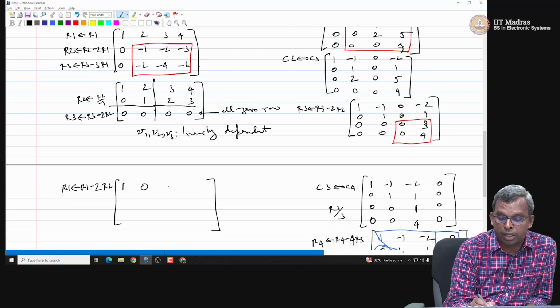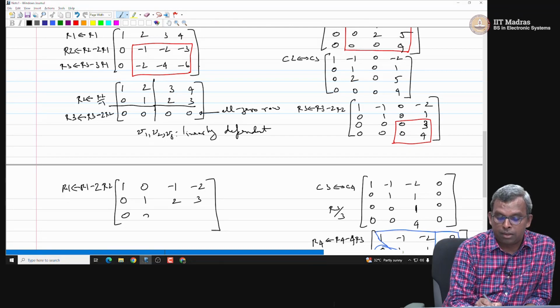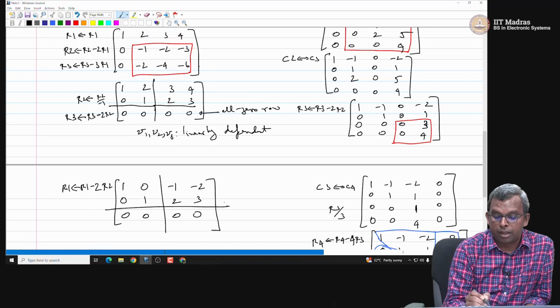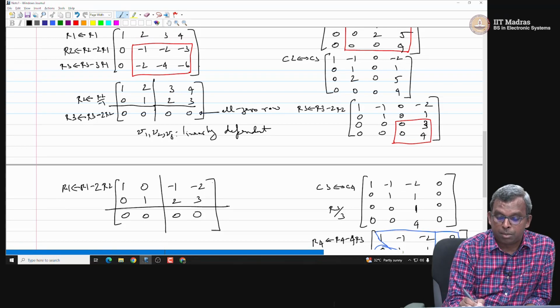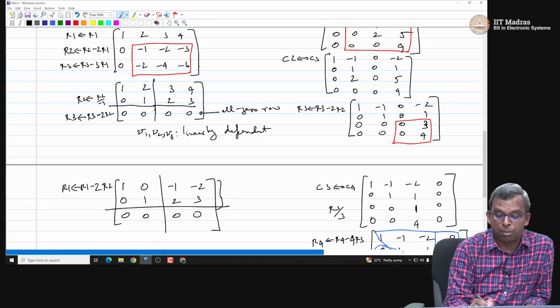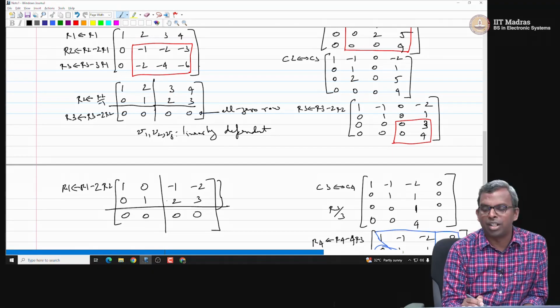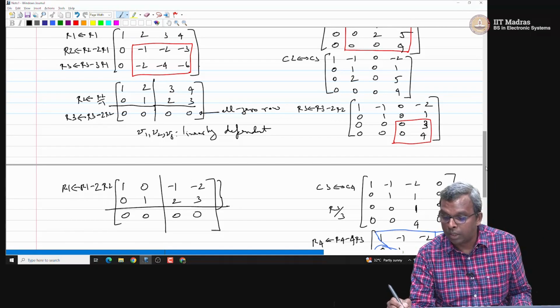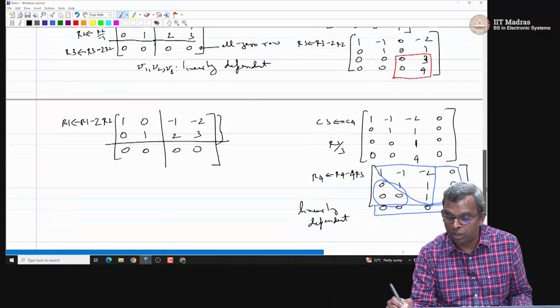So I will get 1 0 here, minus 1 here, minus 2 here, and everything else remains the same, 2 3 0 0 0 0. You see, this becomes my simplified basis. These two vectors have the same span as before, and they have a very simple form where you have this identity form here, and then you can answer a lot of interesting questions with this.